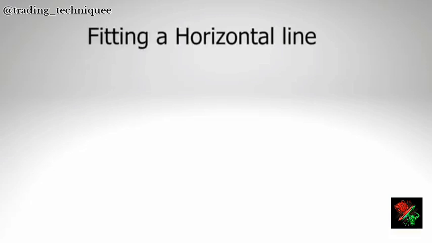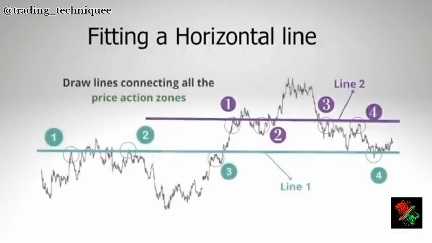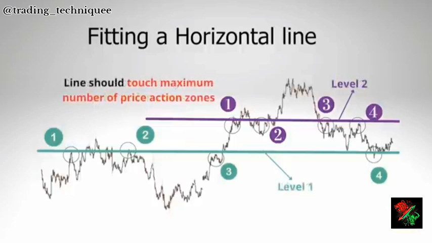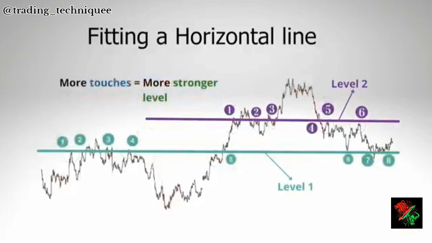Now after identifying and aligning your price action zones, we move on to step number 4, that is fitting a horizontal line. Connect the price action zones that we have identified with the horizontal line. After drawing the line, you have to adjust your level to get the maximum number of touches. The more touches, the better, because the more touches, the stronger the price level will act as a major support or resistance.